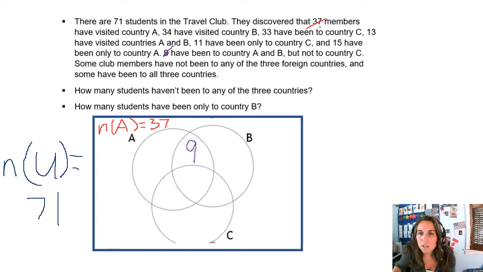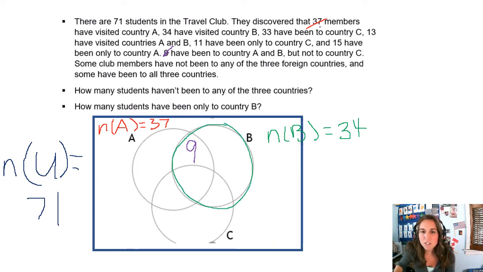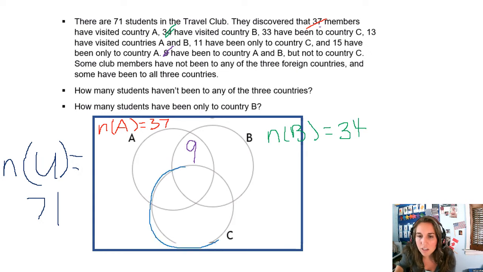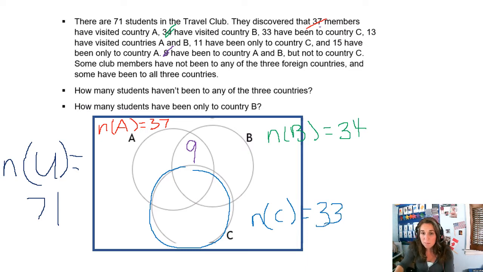So I'm going to label it. 34 have visited country B. So again, the number of elements in B is going to be 34. Can I use that yet? Well, not yet. I only have one small piece of that filled in. But I've used my 34. And 33 have been to country C. Same logic, okay? The number of elements in C is going to be 33. I can't use that at all yet because I have none of these pieces filled in, but it will come in handy at some point.